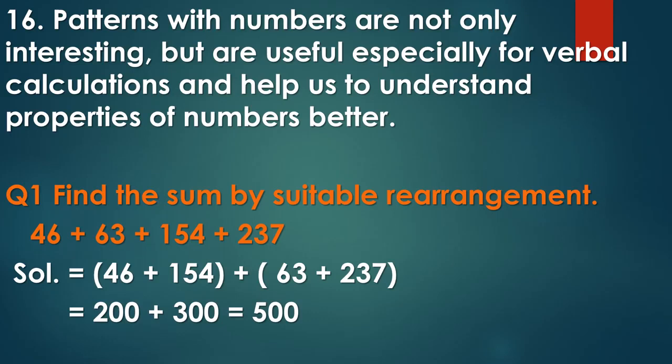First is find the sum by suitable rearrangement. This I have told you, by suitable rearrangement means that you have to arrange these numbers in such a way that you will get 0 at one's place. Okay, which makes our calculation easy. So I have made the pairs. It is 46 plus 154, because when we add 6 and 4 we will get 0. And in the next pair I have made 63 plus 237. In this 3 plus 7 is also equal to 0. So 200 plus 300 equal to 500.